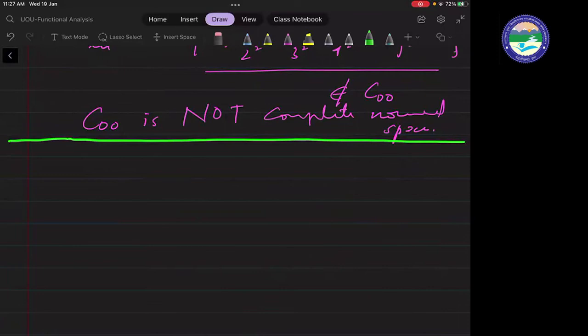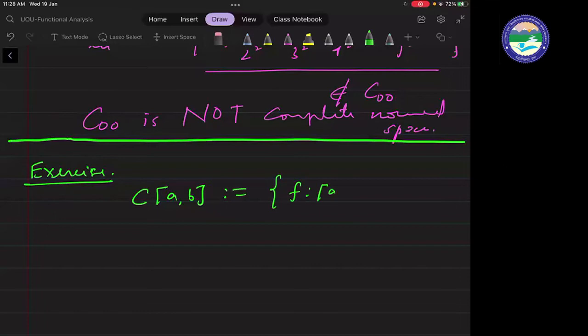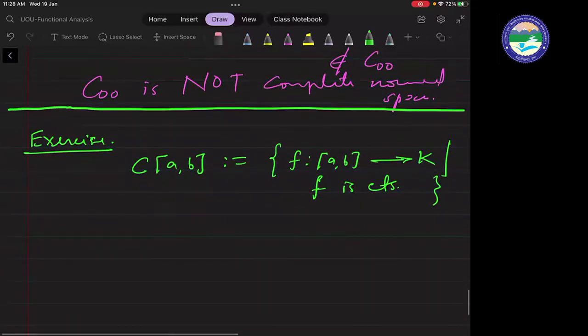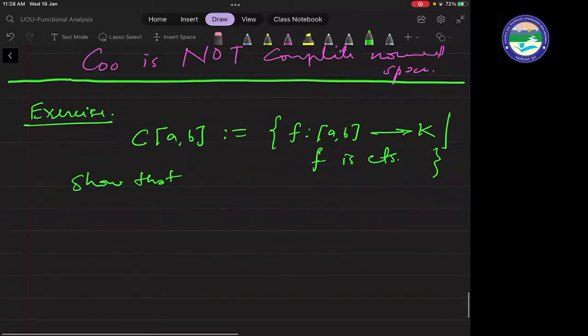Is this clear to everyone? Say yes. So here is an exercise for you. Suppose C[a,b] denotes the set of all continuous functions from the closed interval [a,b] to the field K. Then with respect to pointwise addition and scalar multiplication, it is a linear space.